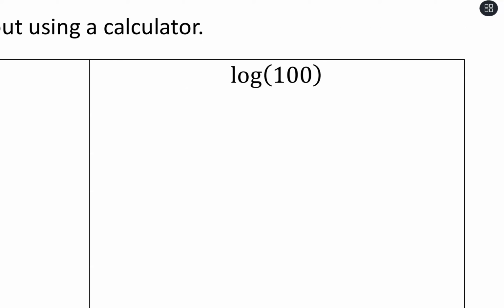Log of 100, again, there's a hidden base here that's a base 10. So I'm thinking 10 to what exponent would give me 100? And that would be an exponent of 2.